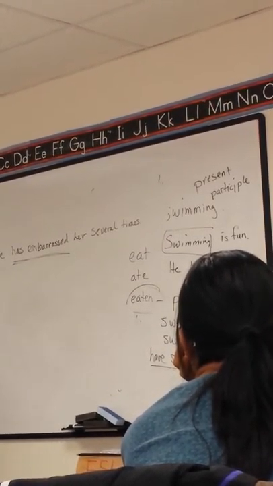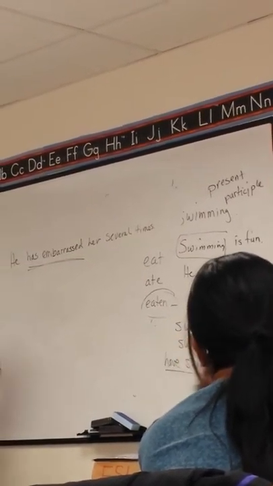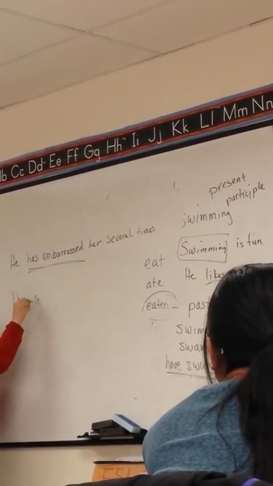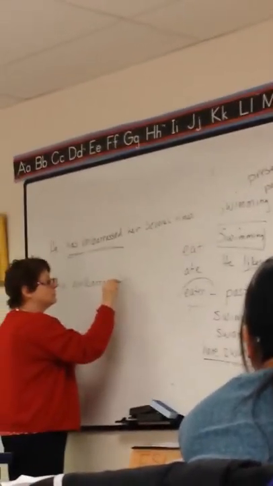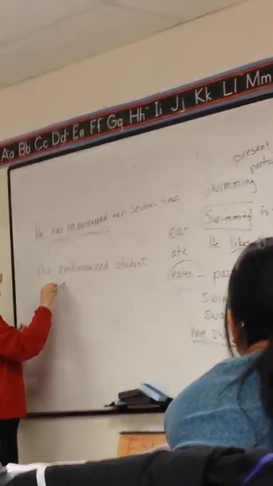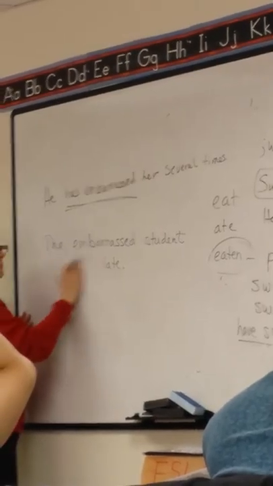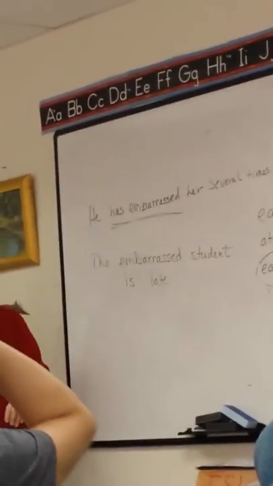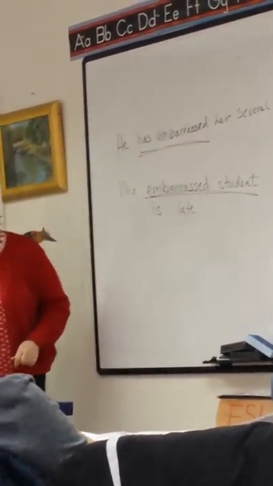Now, we don't use them as nouns. I can't think of any time that we use them as nouns. But we can use them as adjectives. So, the embarrassed student, what happened to him was late. Let's make it present tense. This is not a verb here. It is an adjective. The past participle being used is an adjective.